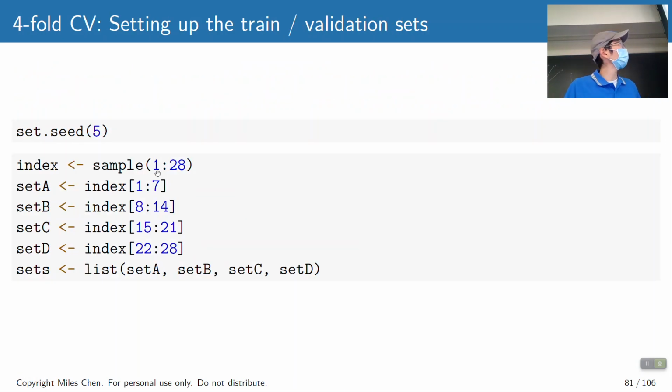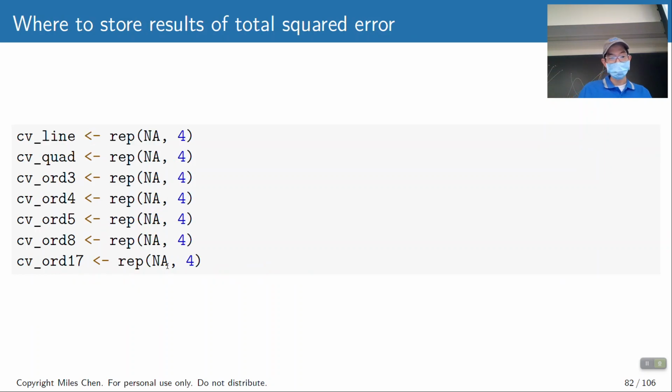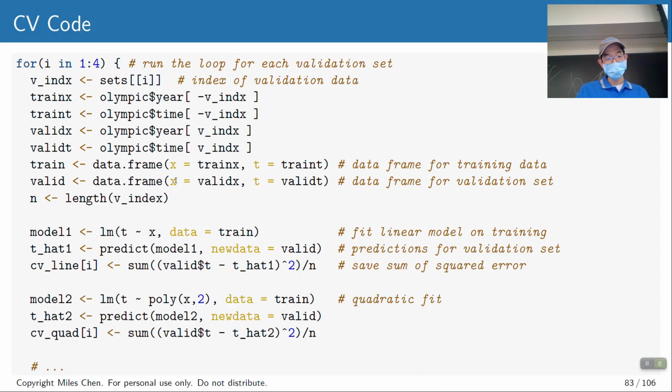So the way I'm going to do this is I just randomly shuffle the numbers 1 through 28, and we're going to assign 7 of them to set A, 7 to set B, 7 to set C, and 7 to set D. So I've got 4 different sets, and this will have all of the numbers 1 through 28 in random order. And we're going to store all of our cross-validation squared errors here.